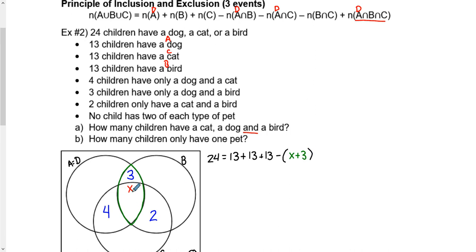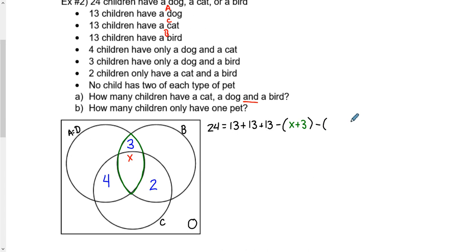Is whatever's in this triple intersection plus that one. Subtract. How about the number that have a dog and a cat? Dog and a cat is 4, but that's only, so dog and a cat. Well, that's talking about this one. Let's use purple here. Dog and cat is this intersection. So this entire intersection can be written as x plus 4.